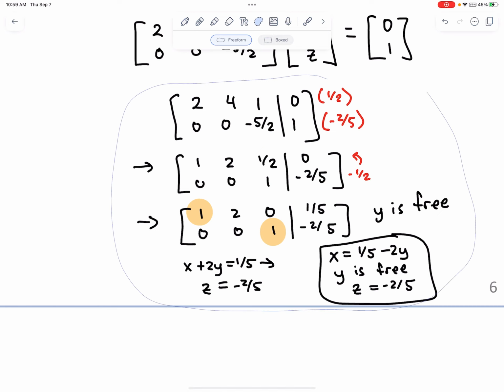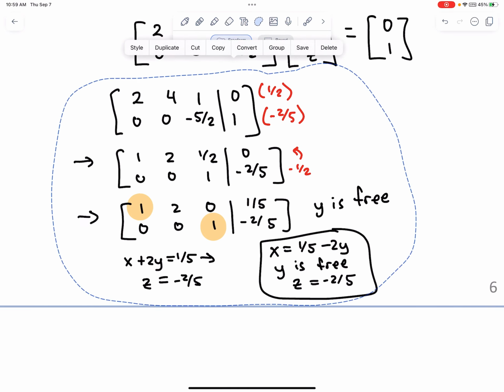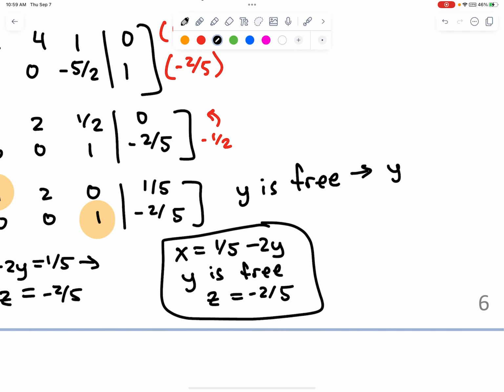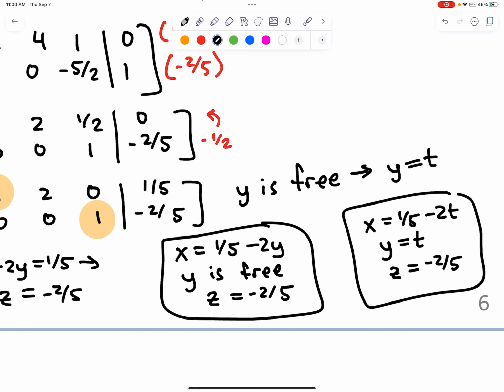I want you to be mindful that sometimes a new variable is introduced for the free variables. For example, if y is free, sometimes you might see a solution that says, let y be t, a new letter. Then x has to be 1/5 minus 2t, because y is t. And in this case, z is not free, nor is z dependent on y at all. z still has to just be negative 2/5. So sometimes this is a way to present your answer, by letting the free variables be a new variable.